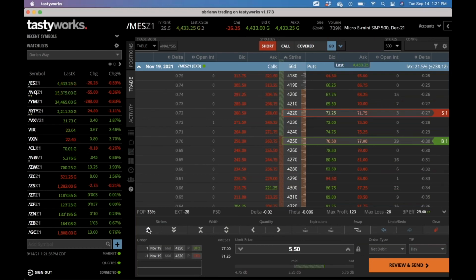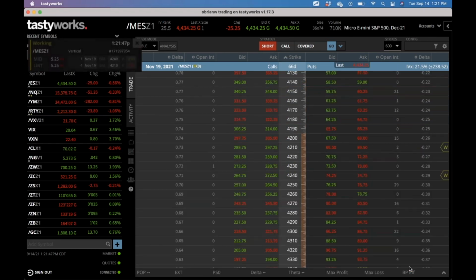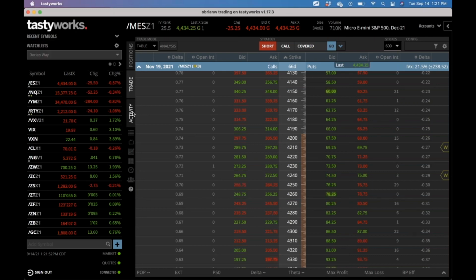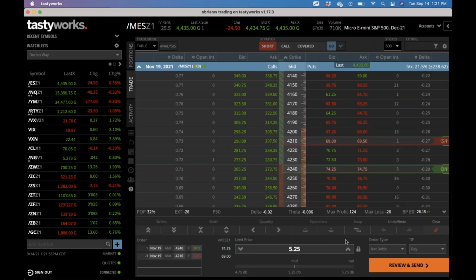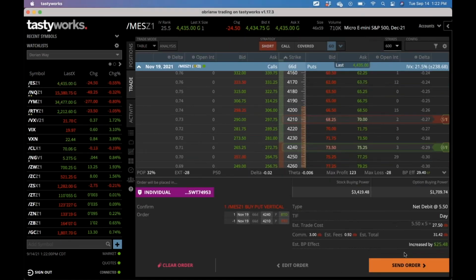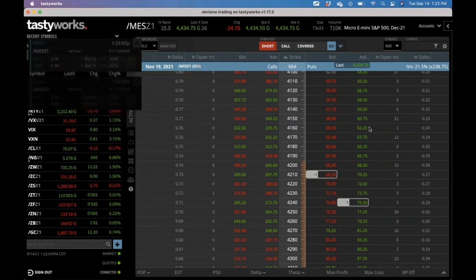30% of 118 is 35. But I don't want to spend more than $30. So let's try this. That's 30 there. Let's see if we can get filled. No, not going to get filled at the mid. I guess we're going to have to give up a little bit and pay 34. That's fine. 31. That's fine. So we'll do that. It should get filled right away. All right, so there we go.